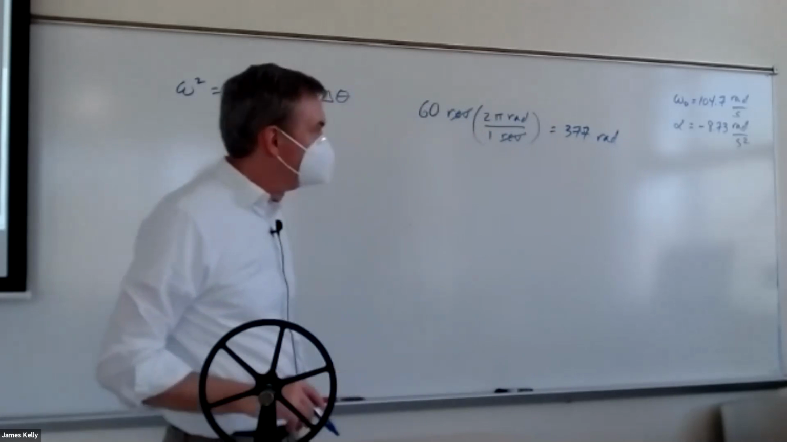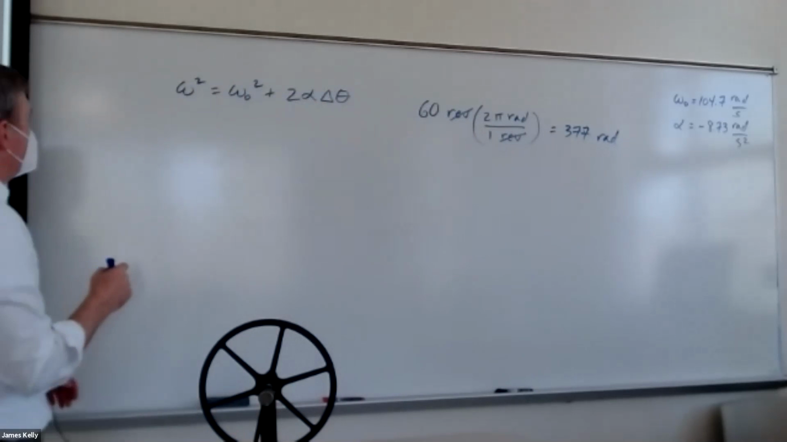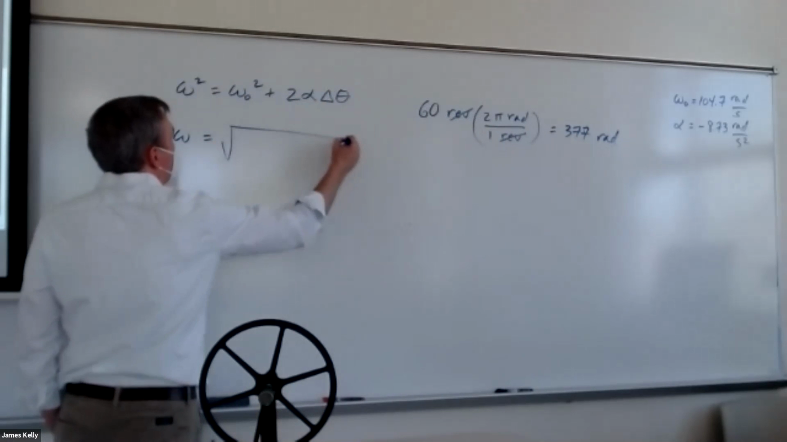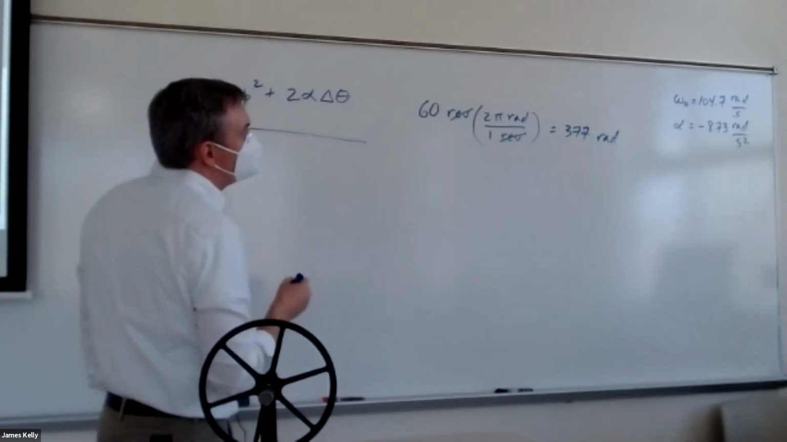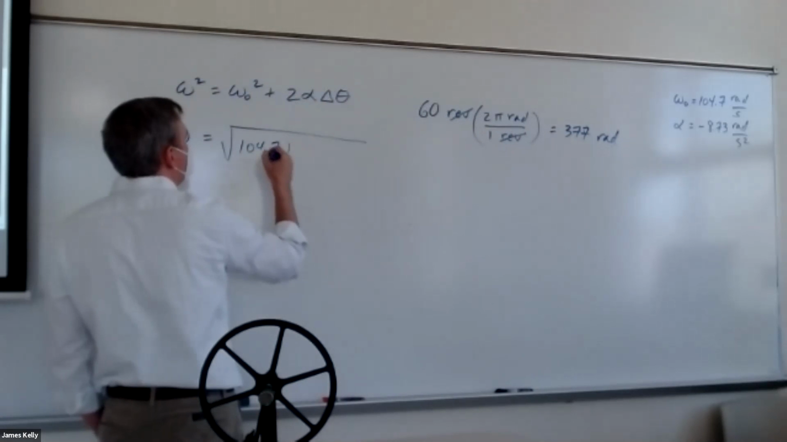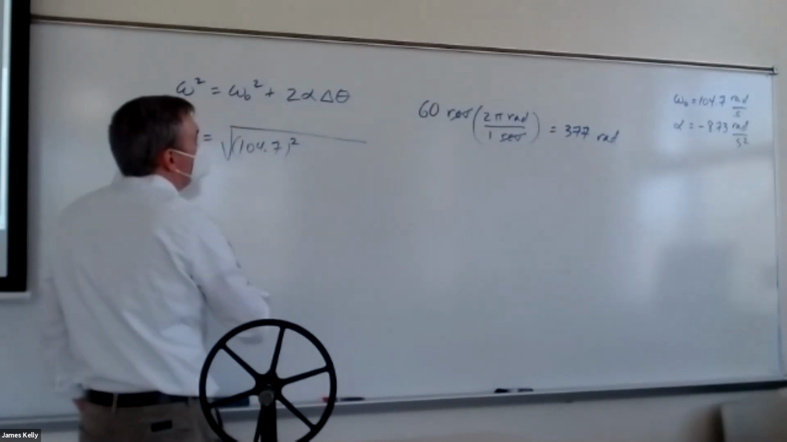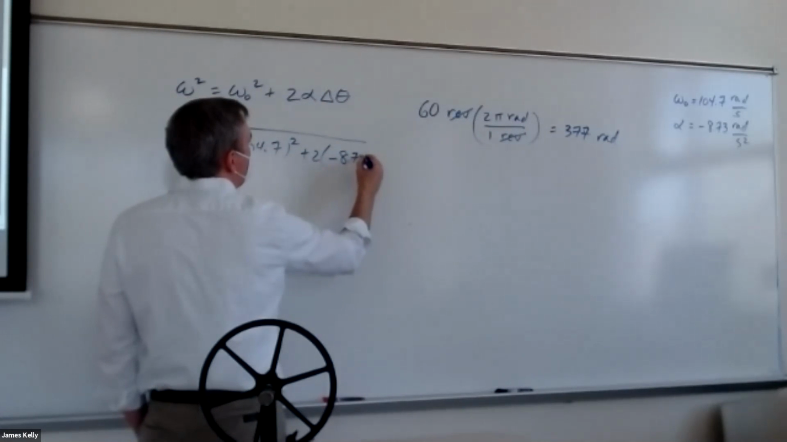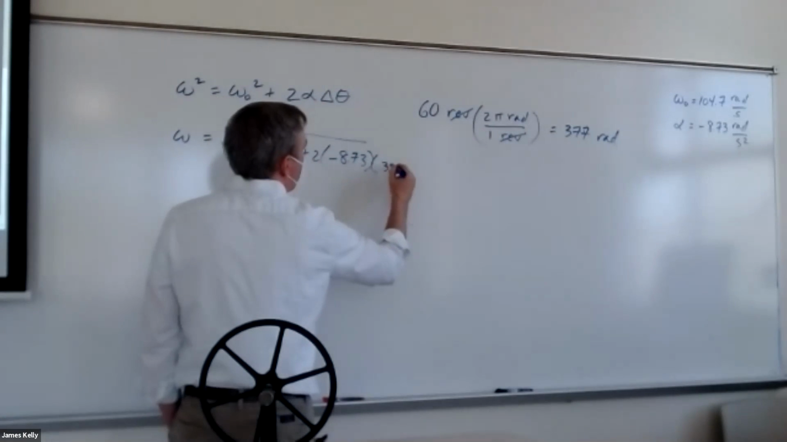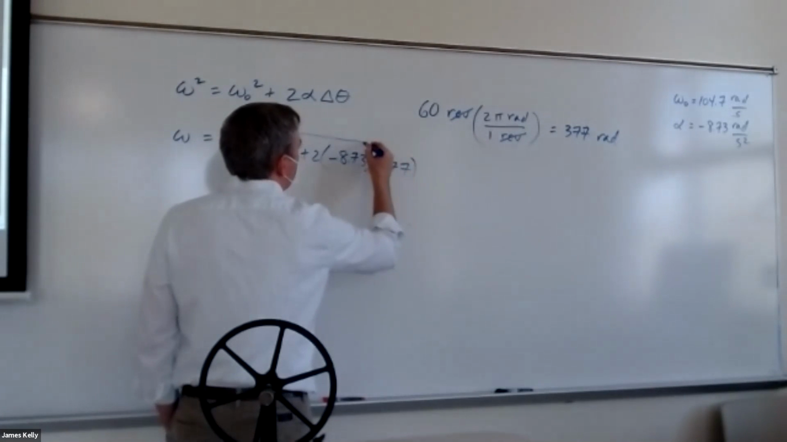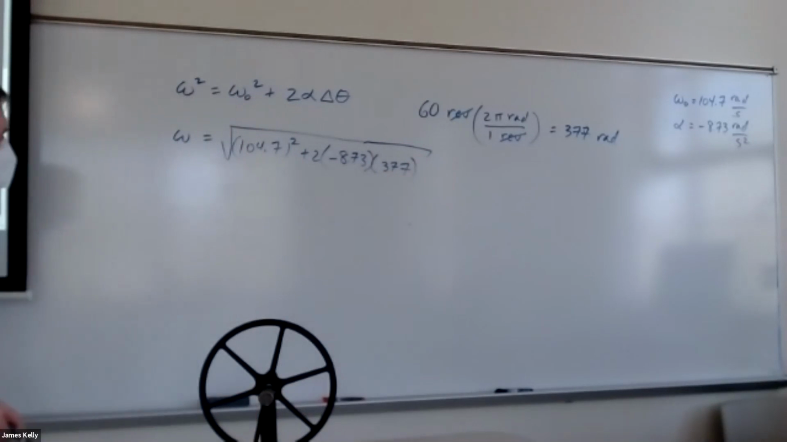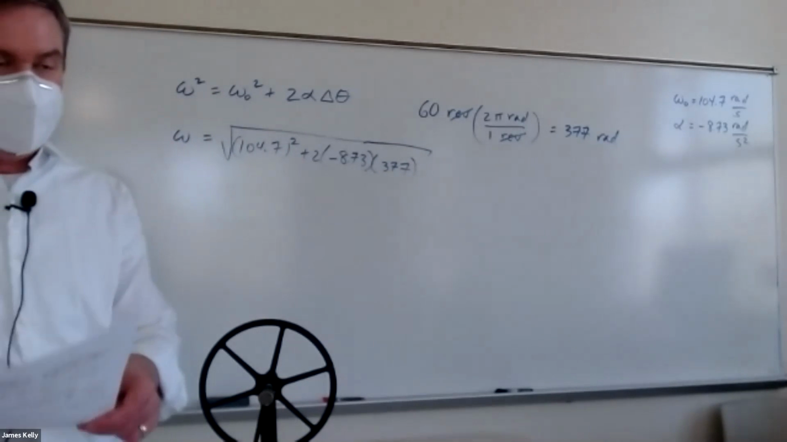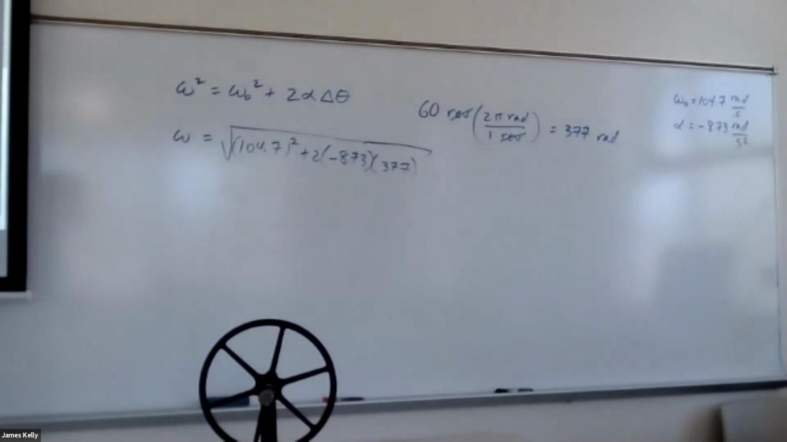We're interested in how fast it's going, or its angular velocity at that final. So we can say omega final is equal to the square root of omega initial squared, 104.7 squared, plus 2 times minus 8.73 times 377. All of that under the square root. I see something in my solution that looks like a mistake, so you guys can tell me what the real one should be.